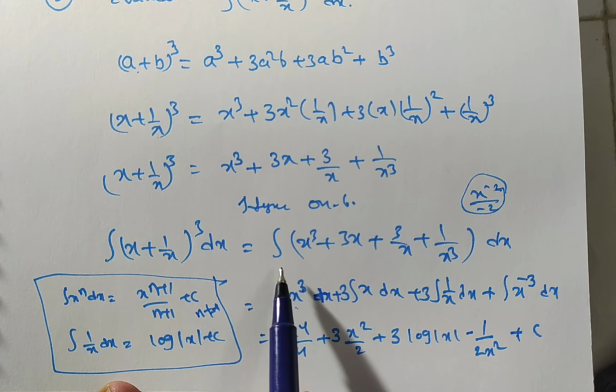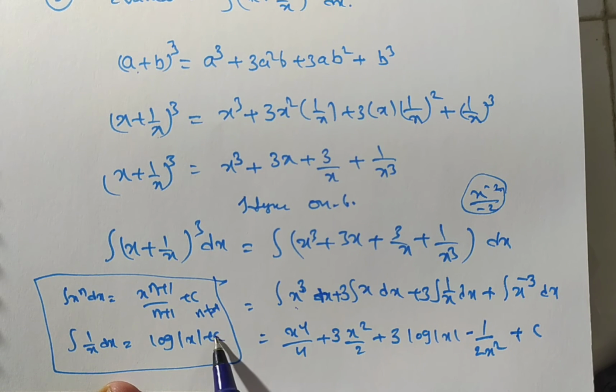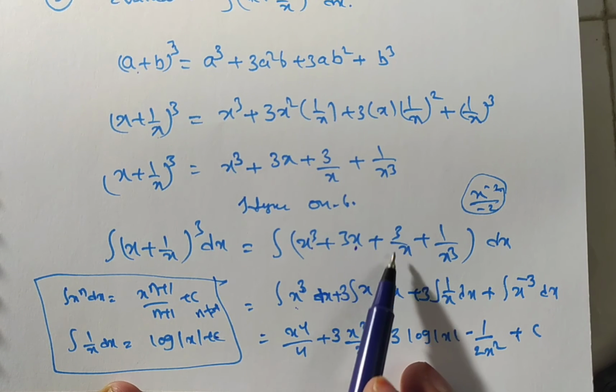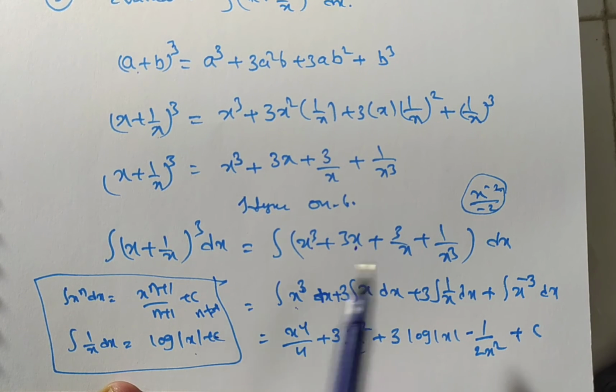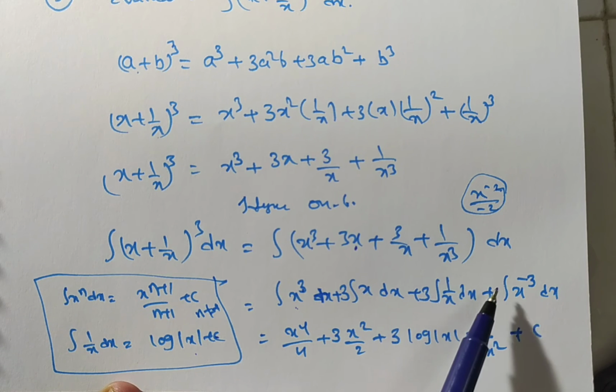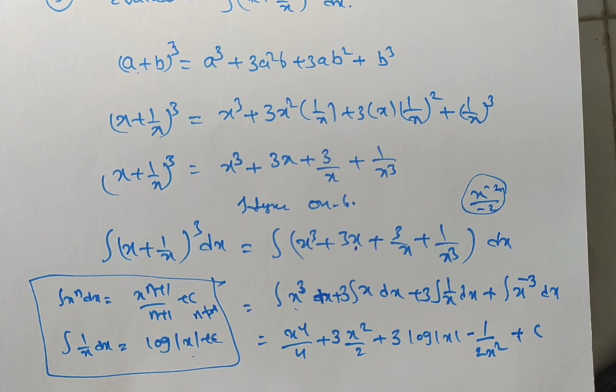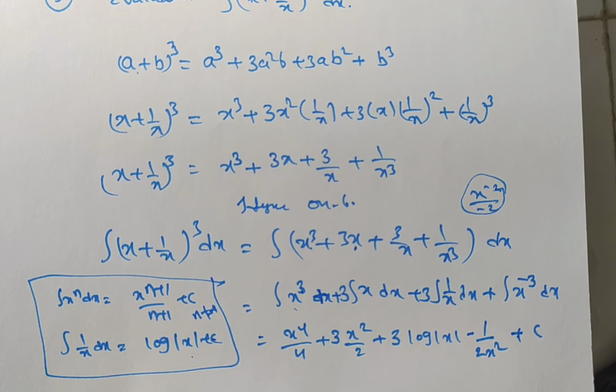Now it is converted to standard form 1 or 2. X power 1 is standard form 1. 3 times 1 by x is standard form 2. 1 by x cube you can convert as x power minus 3, that is standard form 1. So sometimes, whenever it is not possible to solve with standard form 1, we have to verify whether it is in standard form 2 or not. You can verify both combinations, which means the function should be in x power n form. Otherwise we cannot go for standard form 1 or 2.